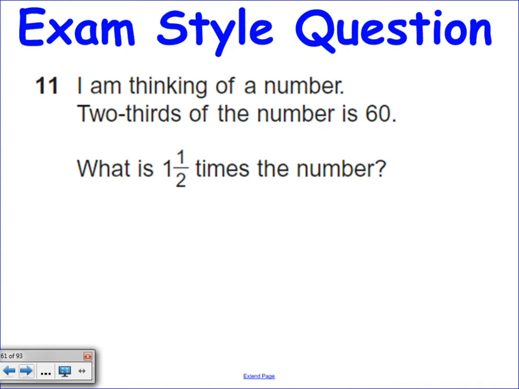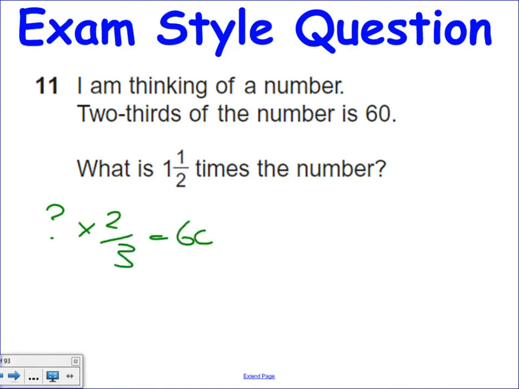What is that number? And then, what is 1.5 times that number? So there are two parts to this. I'm thinking of a number, and 2/3 of the number I know is 60. So in order to find the missing number, what do we do? Flip it. You can do it either way.